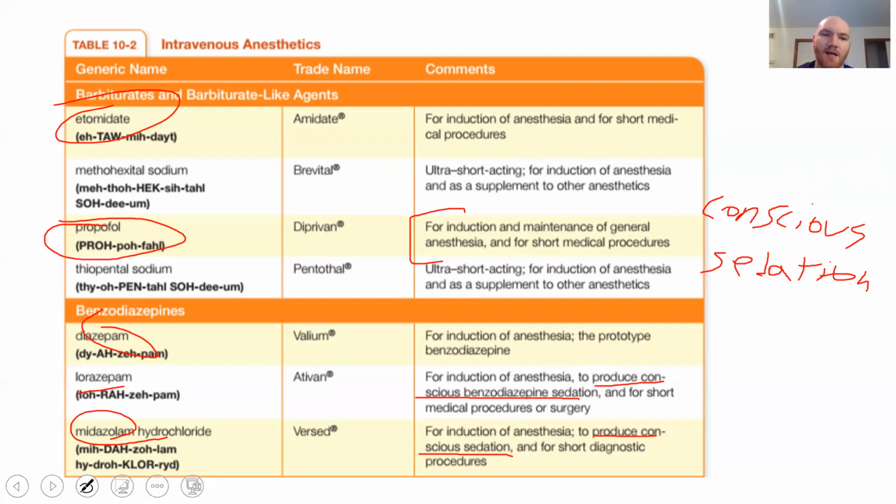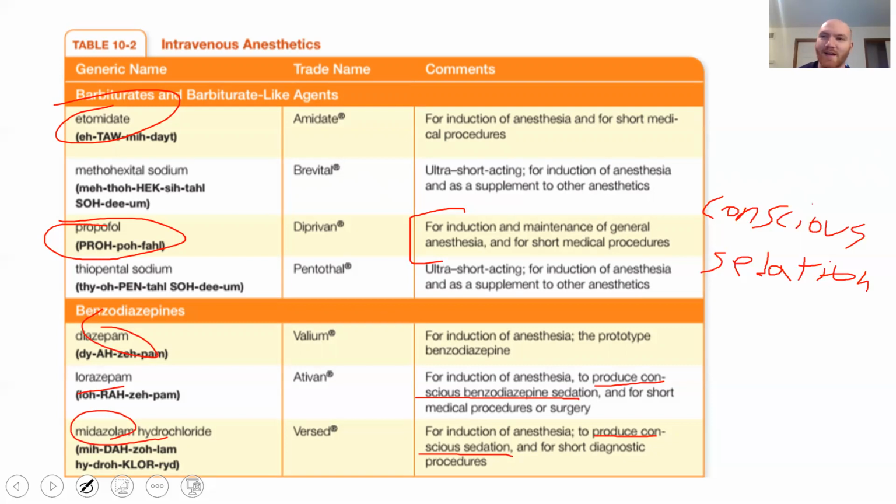If someone ever talks about waking up during surgery and the drugs didn't work or something, they didn't wake up from anesthesia. They woke up from conscious sedation. If a person wakes up from anesthesia, that is a big, big, big problem.